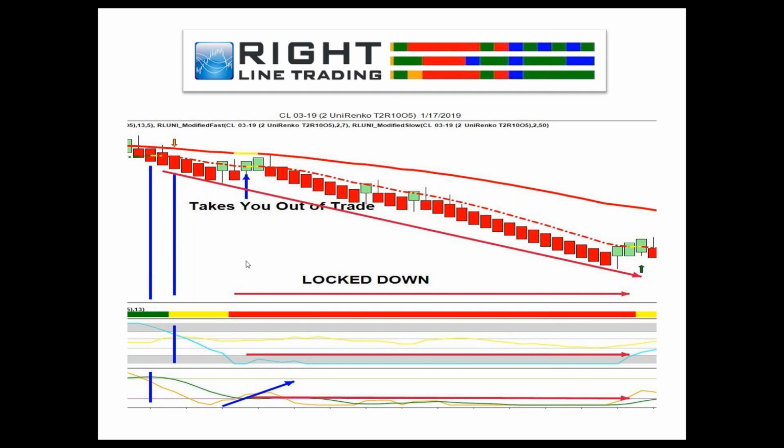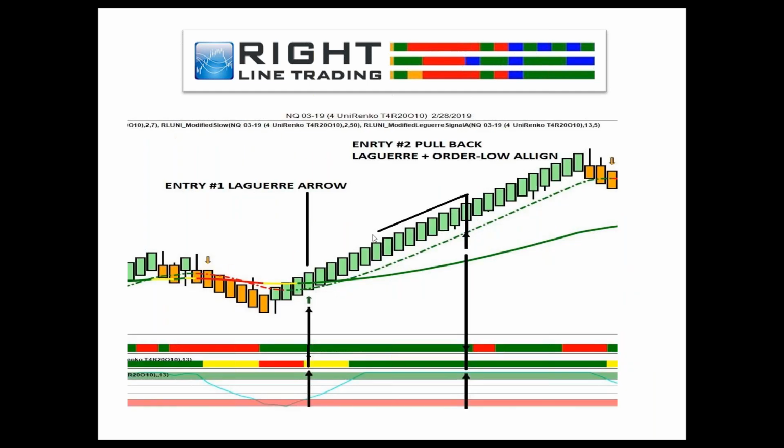So now we're going to combine the two. We're going to combine order flow, and we're going to combine the Laguerre signal. I'm going to show you the trades, and then we'll move to the live charts. Now there's two kinds of entries that you can take. The first line here is order flow. You need to have order flow in your direction when you're trading. And you also must have the Laguerre in your direction when you're trading. So here's a Laguerre arrow giving you an entry.